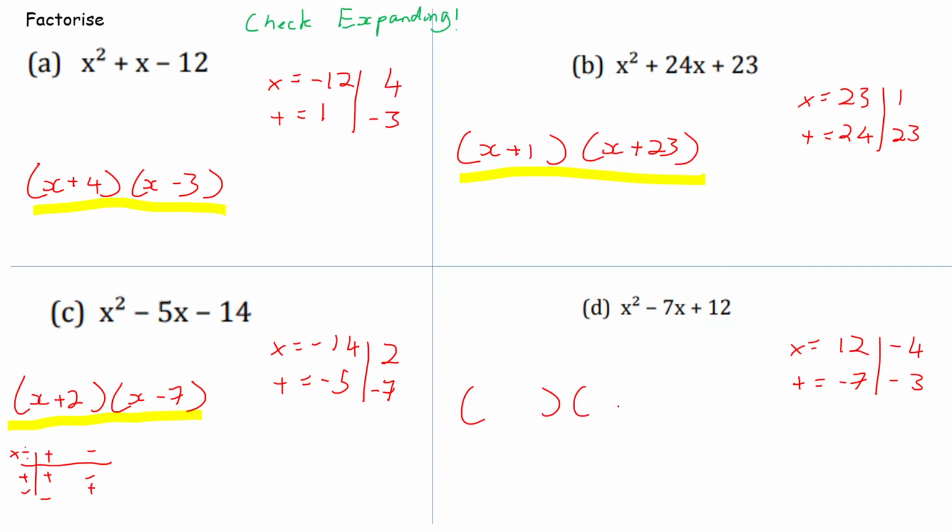Therefore, these are my answers. So the two brackets are going to be x minus 4, and then x minus 3. And that is my answer. Brilliant. There we go. If you got all of that correct, that is fantastic.